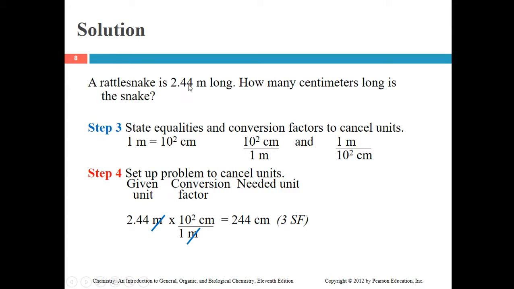Well, we start with 2.44, which is 3 significant digits. All these other equalities and conversion factors are considered perfect numbers, and we don't need to count them or worry about them in our significant digits. So we can look at 2.44, which is 3 significant digits. So our answer is in 3 significant digits.